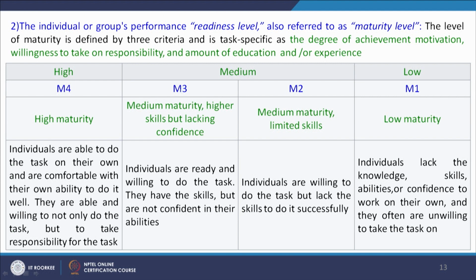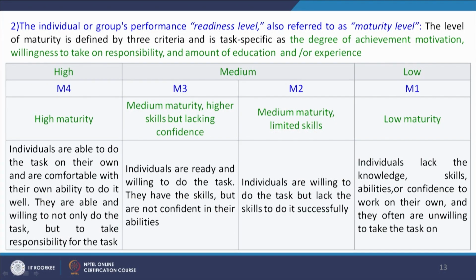Here the question is how the leader will come into the picture. So, maturity level is medium, confidence is missing, but knowledge, skill, competency and ability is there. So, willingness is there, but confidence is missing. The other is medium maturity, limited skills. Individuals are willing to do the task, but lack the skills to do it successfully. That means willingness is there to perform the task, but they do not have the confidence.